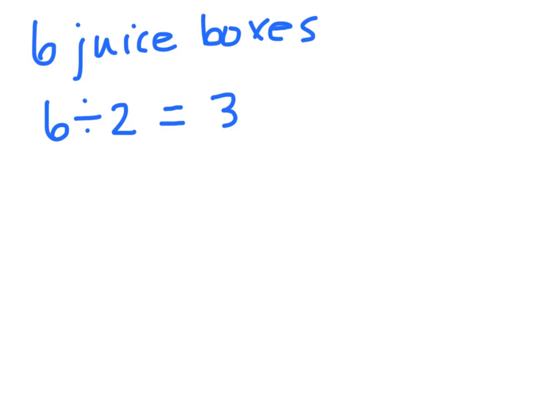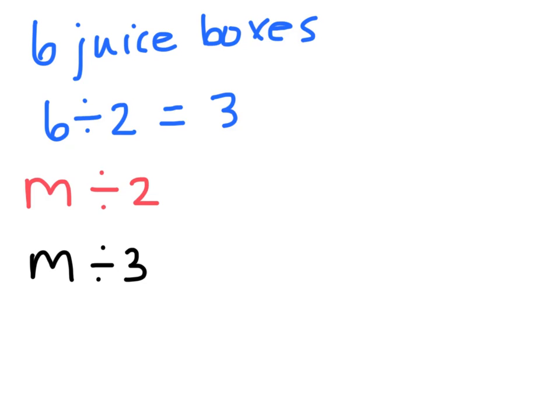Now let's say we have a carton with m boxes of juice. If we're going to divide m boxes of juice into 2 equal groups, we would write it like this, m divided by 2. So there are m divided by 2 juice boxes in each group. What if we have m juice boxes and we're going to divide them into 3 equal groups? Well, then it would be m divided by 3.